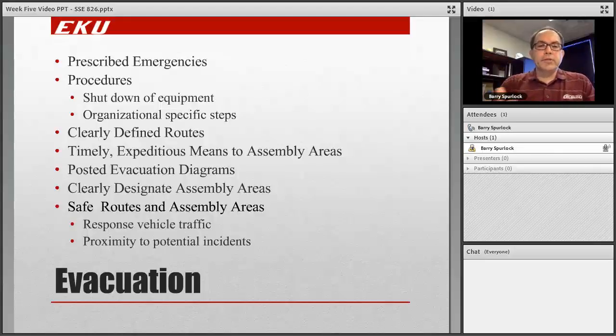And like I said, making sure we have safe routes and safe assembly areas, routes and assembly areas that are as free from response vehicle traffic as possible, and they're not too close to a potential incident.